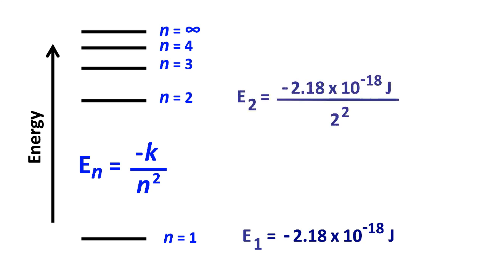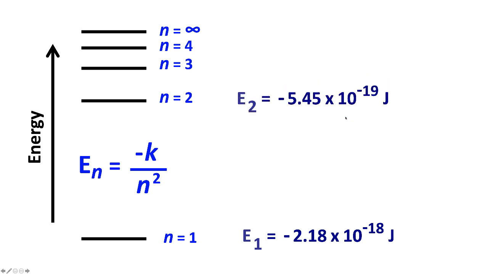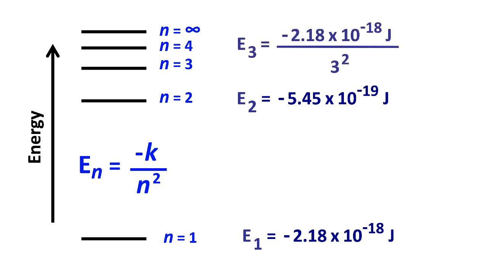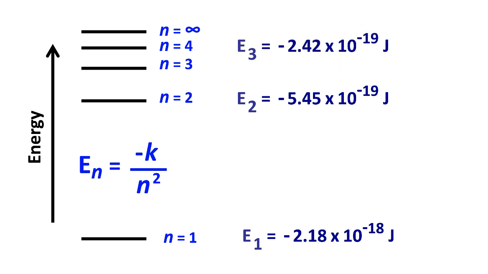Same idea for energy level 2. E sub 2 is negative this constant divided by 2 squared, or divided by 4. That works out to be negative 5.45 times 10 to the minus 19th joules. E sub 3 is that value divided by 3 squared, or 9. That works out to be negative 2.42 times 10 to the minus 19th joules. And we could keep going for energy level 4, 5 on up.